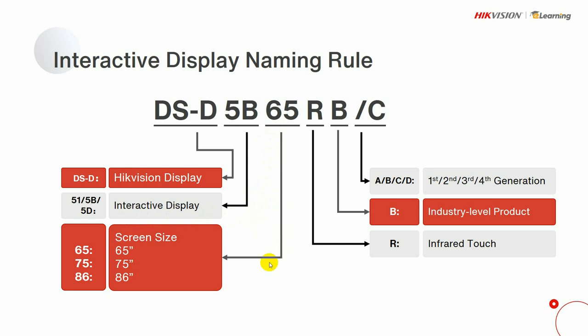And the 65 here means the screen size. So here we have an interactive flat panel with a size of 65 inch, okay? The R means infrared touch, so we use this tag for you to touch the screen to draw or write things on it. And B here represents an industrial level product. And the suffix after the slash here, ABCD, means different generations of the panel. For example, A for the first generation, B for the second generation, etc.